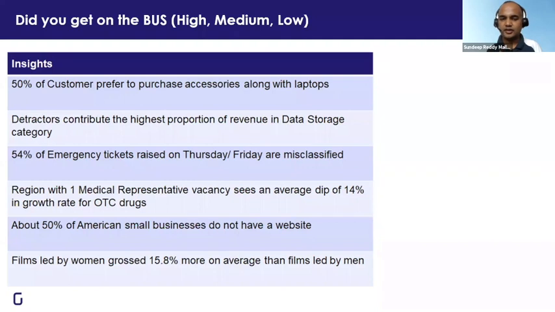And the second one, a customer success team is looking at NPS scores, and they find the detractors have contributed the highest portion of revenue in the data storage category. Now, this is surprising. Detractors are people who are not happy with your offering overall, but they are contributing the highest portion of revenue in one category. So what do you make of this insight? Please share your opinion on this one too.